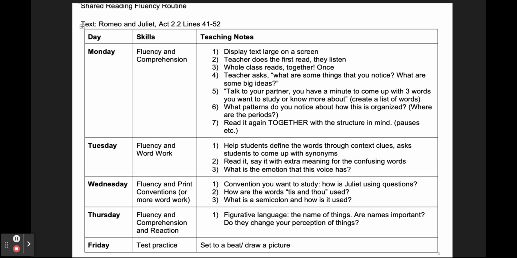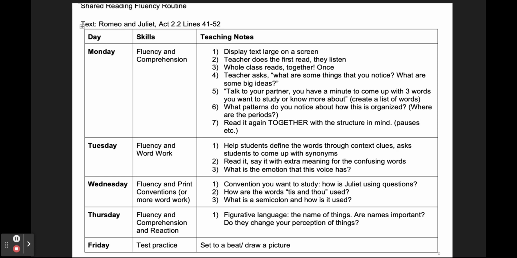Tuesday, you're helping kids do fluency and word work on their own. They define words through context clues. Ask students to come up with synonyms for words that you've assigned, or that are in the text, pulling out the words they don't understand. Two is they read it and say it with extra meaning, practicing reading with meaning, especially for those confusing words. And then three is what is the emotion that this voice has?